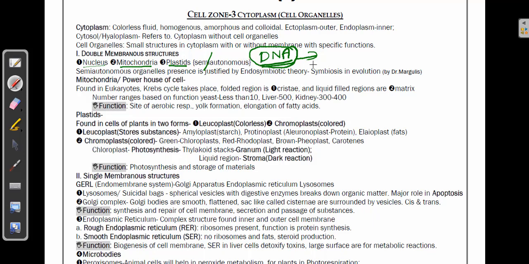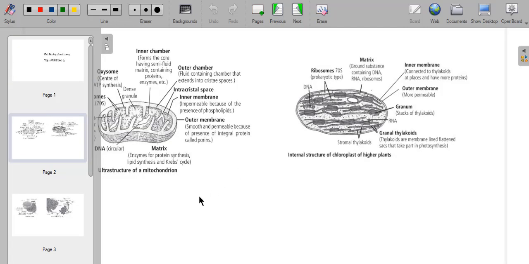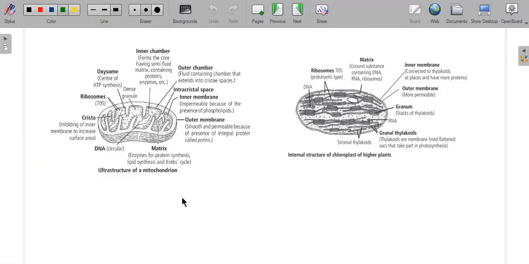And then, in order to explain this semi-autonomous nature, a theory arose which was most successful. That theory is called the Endosymbiotic Theory. The Endosymbiotic Theory was given by Dr. Margulis. She proposed this theory and tried to define it like this. It is believed that before the evolution, some cells got engulfed into organisms. When they were engulfed by these organisms, they were able to engulf certain blue-green algae.